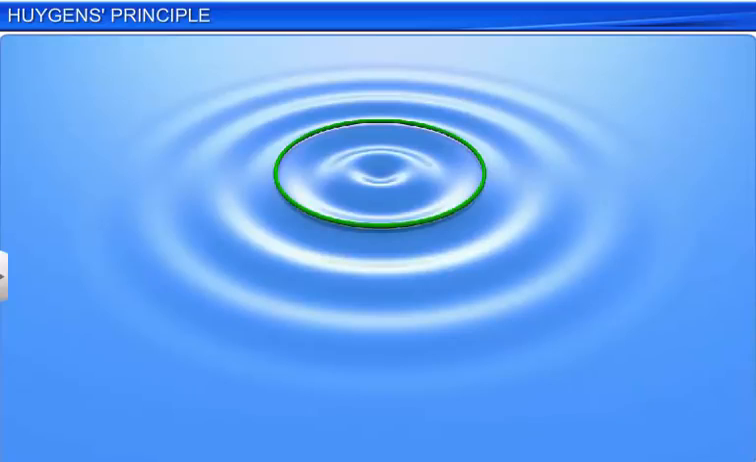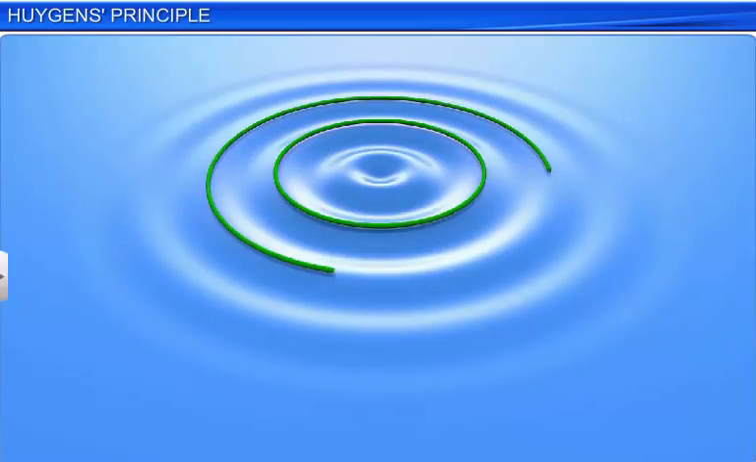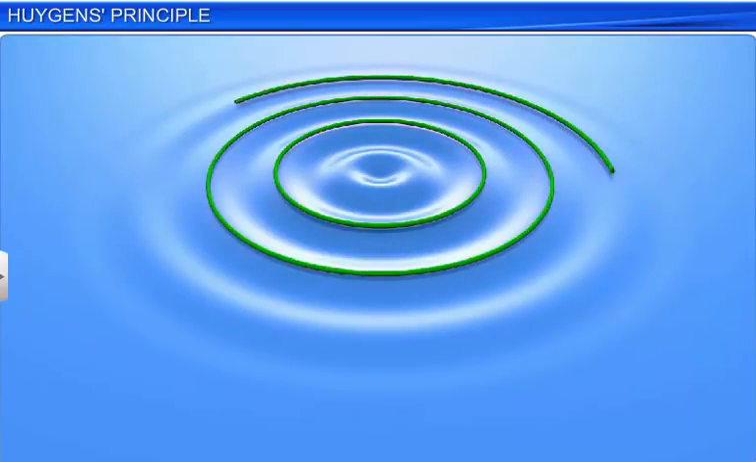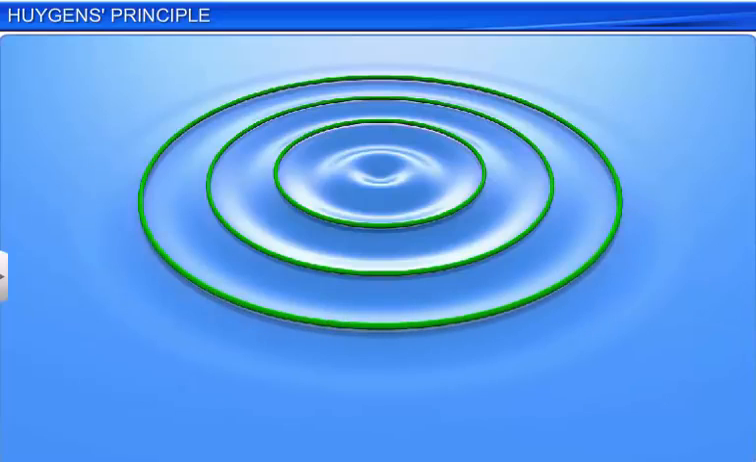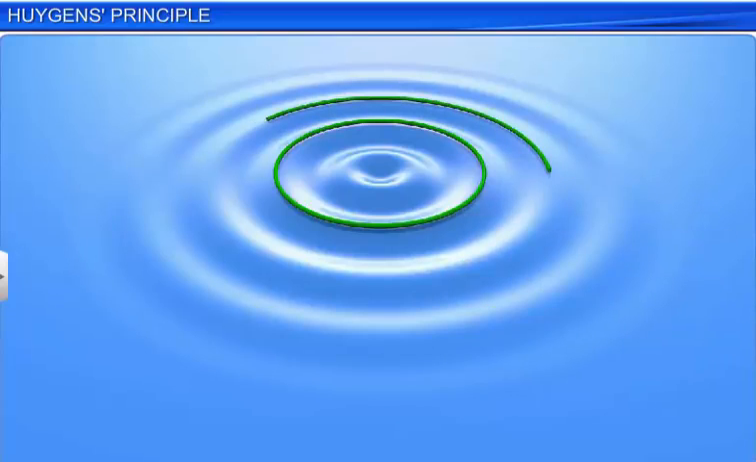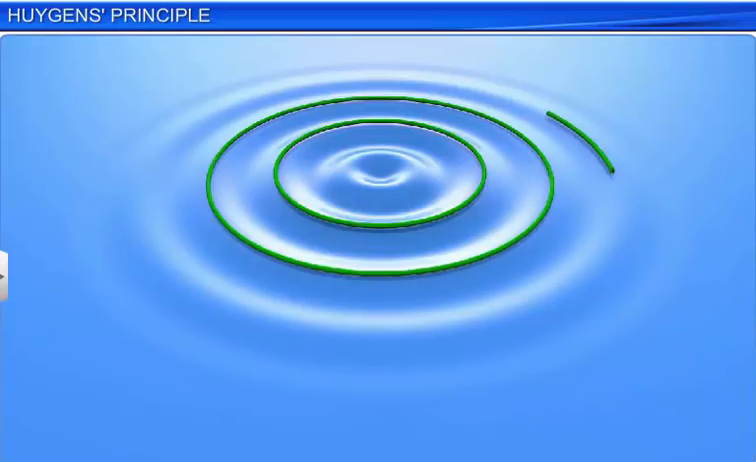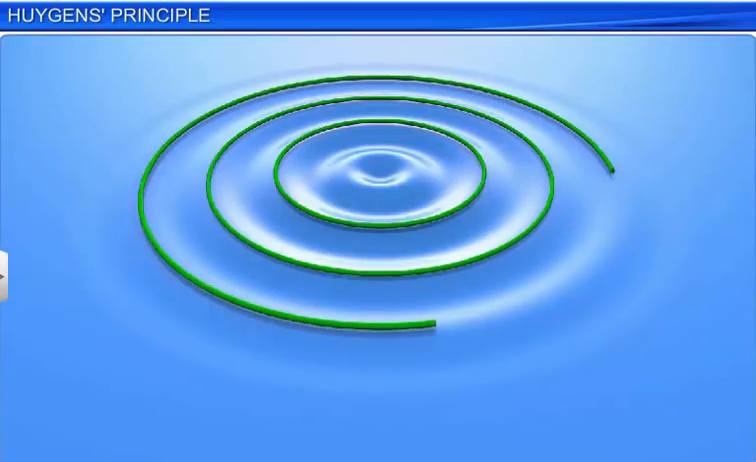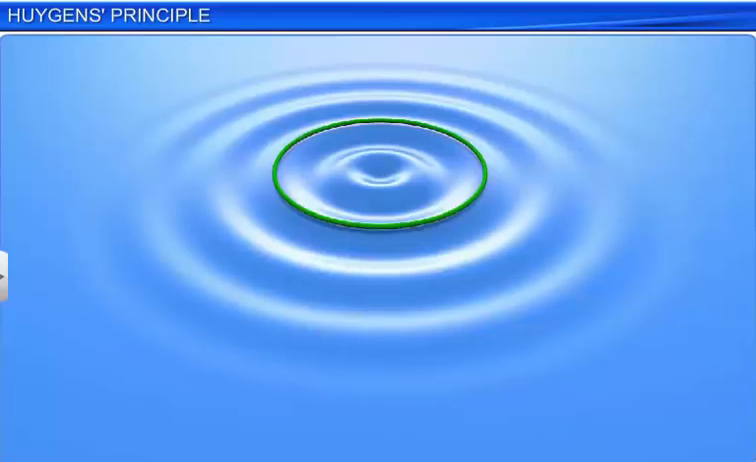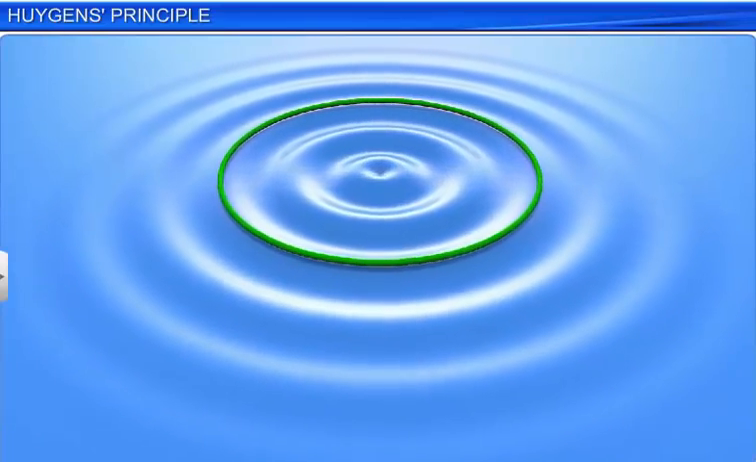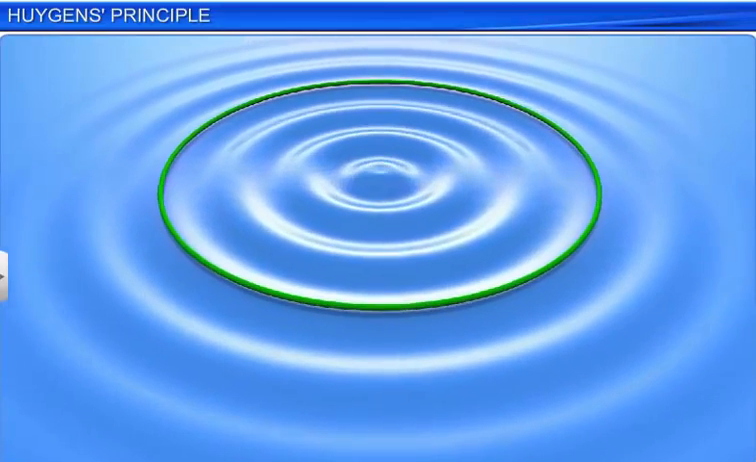The locus of all such points having the same phase of oscillation is called a wave front. In case of water waves on the surface of water, we observe circular wave fronts. Each circular wave front is a locus of all points having the same phase of oscillation. The propagation of the waves can be understood by studying the propagation of wave fronts.